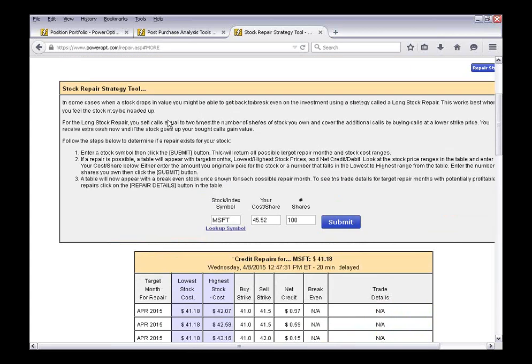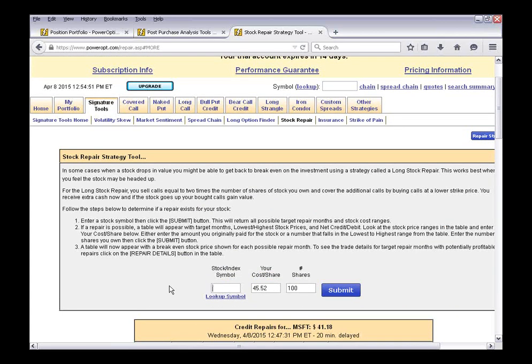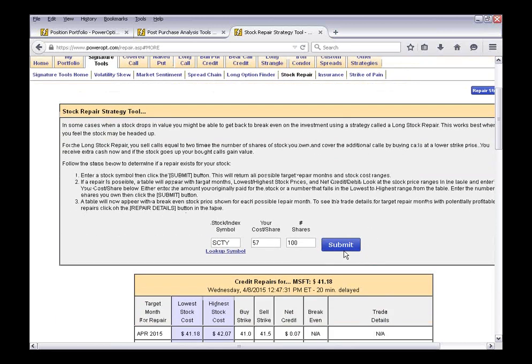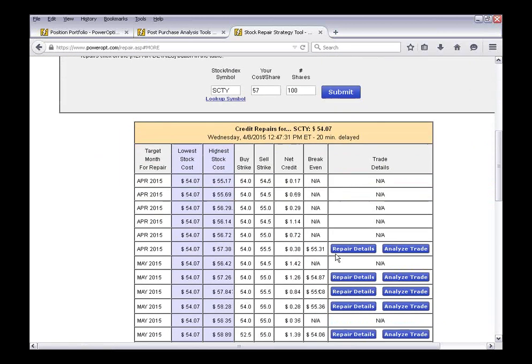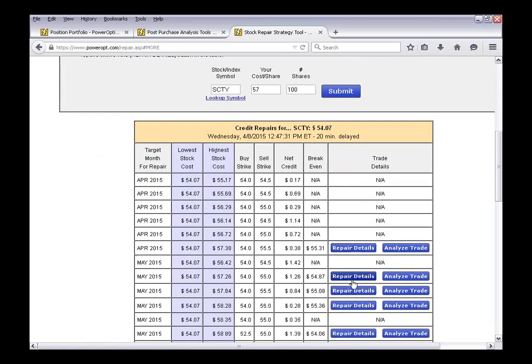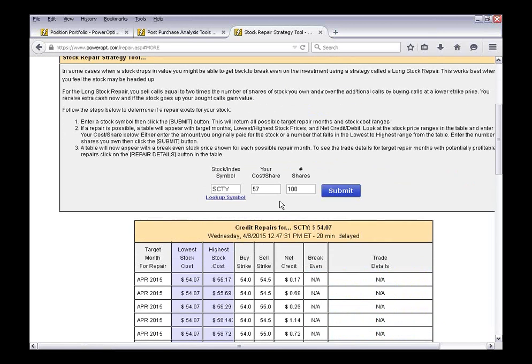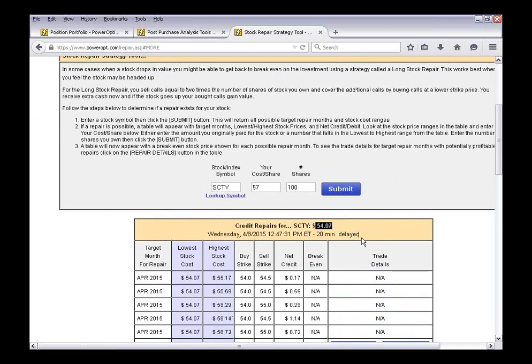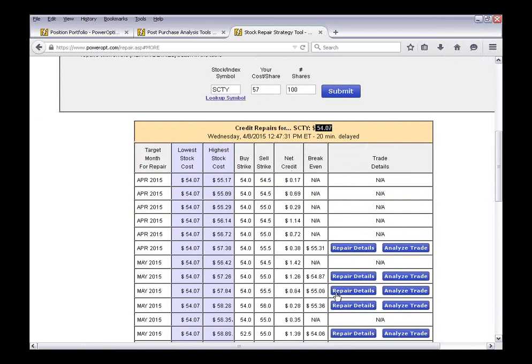Let's go back to just the stock repair first. So SCTY, 100 shares at 57. All right, let's go ahead and run that through. Decent amount of repairs here in April, some in May as well. The stock's at 54.07, so you have an unrealized $3 loss on the position.